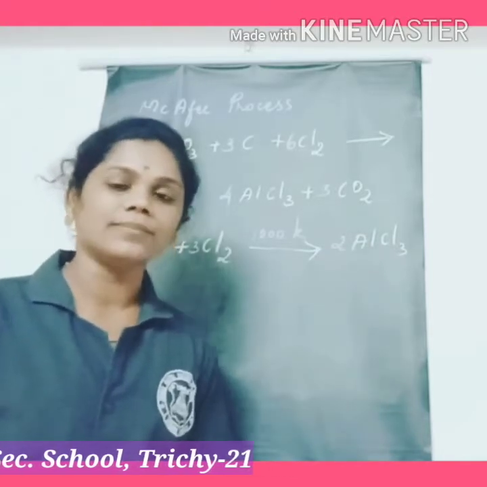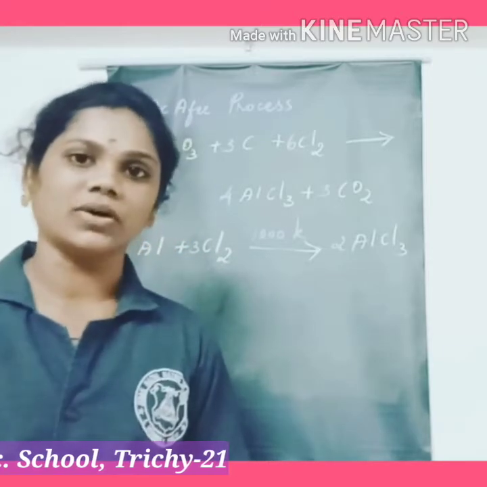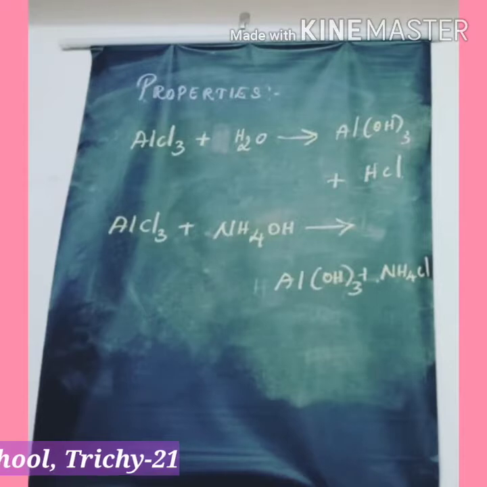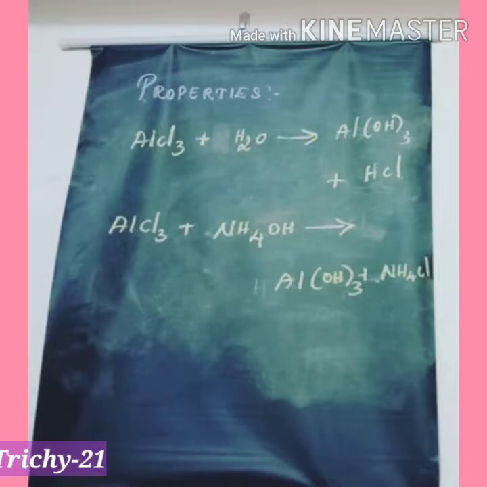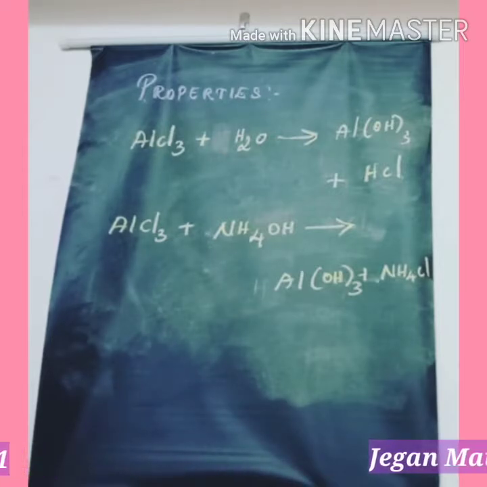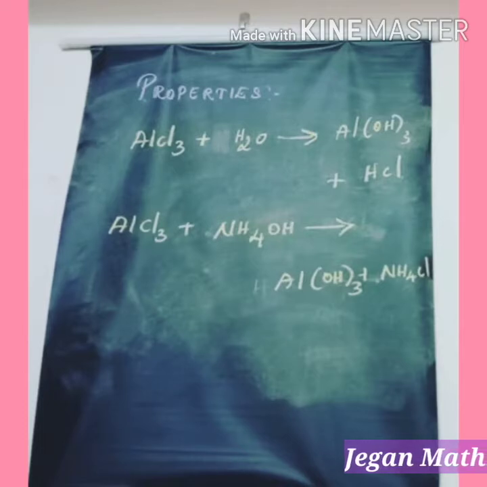Then let us see the properties of aluminium chloride. Anhydrous aluminium chloride is a colorless hygroscopic substance. Anhydrous means no water molecule is present here. And hygroscopic substance, what do you mean by hygroscopic? It absorbs moist air. Because it is in anhydrous form, no water molecules are present here. So it absorbs water from air.